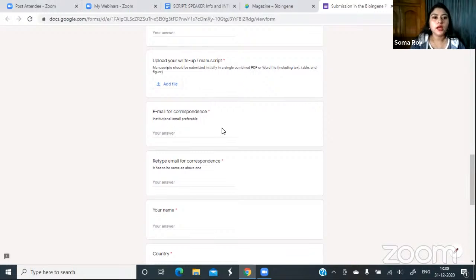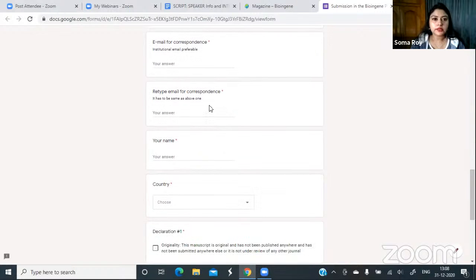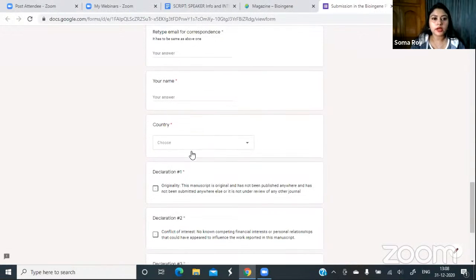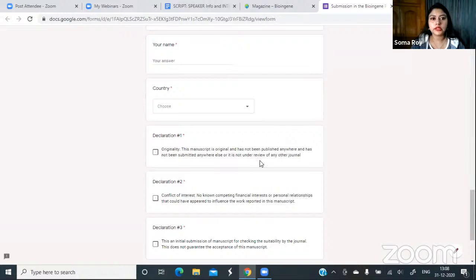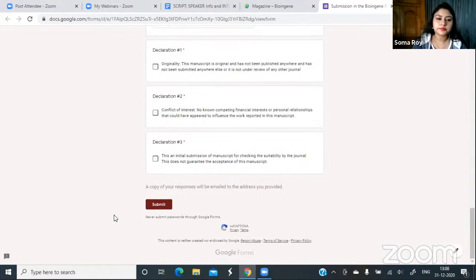So here's an email address again for your correspondence, preferably the institutional email, an authentic institute email. Then retype that email again, then your name, then your country, and then you read out these declarations, and then you confirm, then you submit. It's simple.